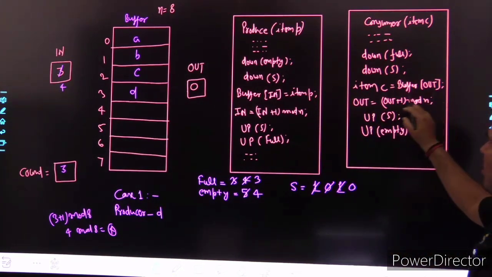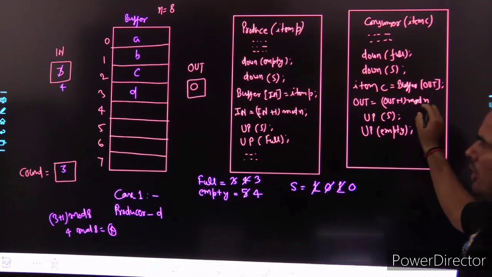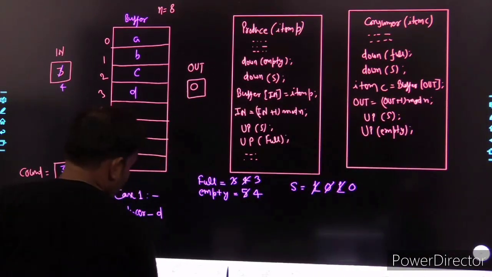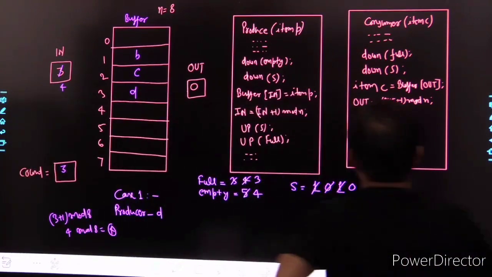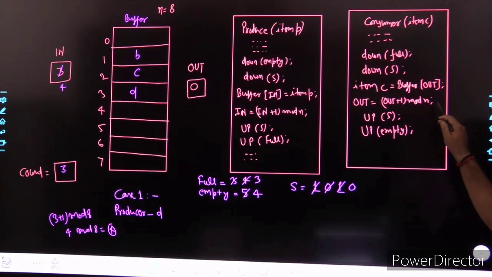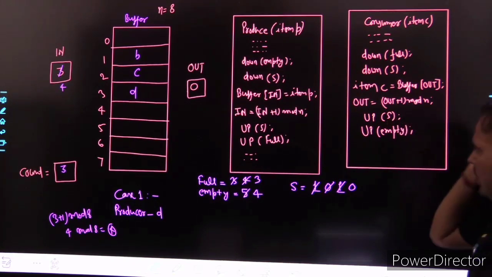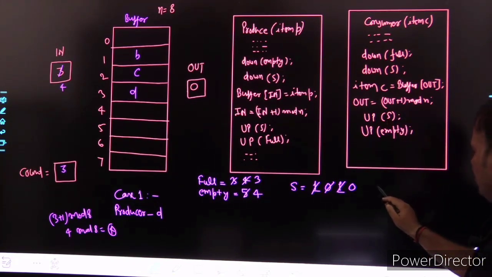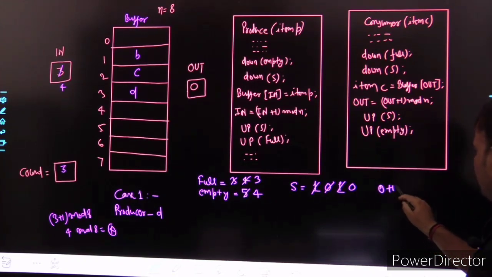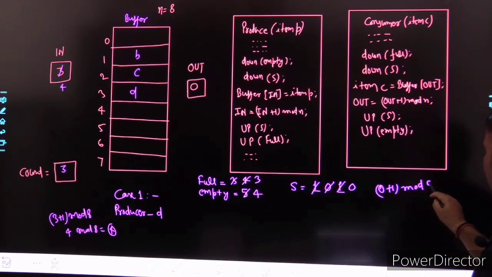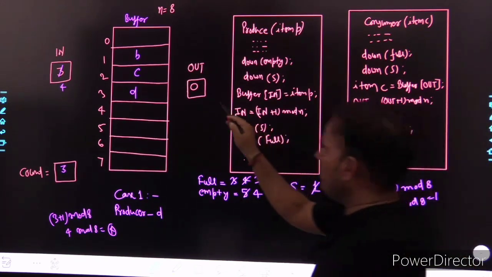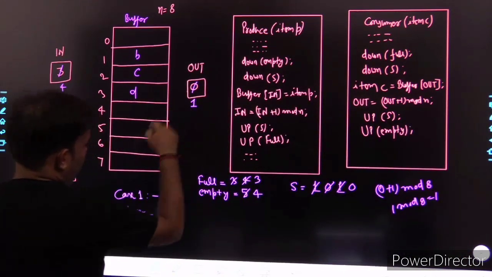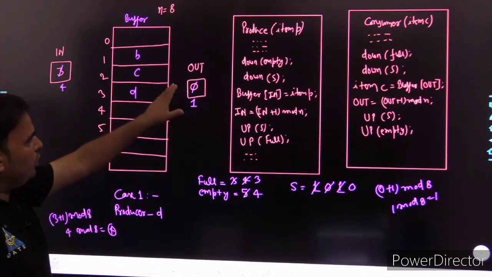Item C equal to buffer out. So we will consume this item C from item A, from here. Out equal to out plus 1 mod n. So we need to update this out also. Out equal to 0 plus 1 mod n, which is 1 mod 8, equal to 1. So out is updated from 0 to 1.